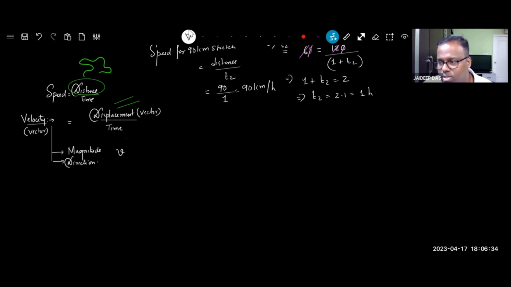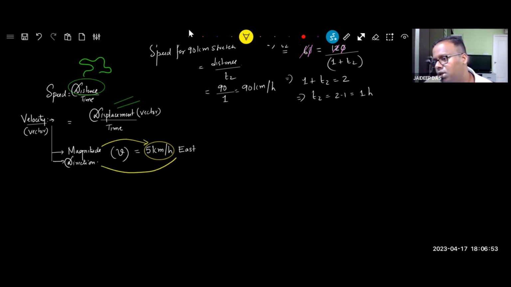So the ideal way to say velocity, which is represented by V, would be, if I say 5 km/h, I should also say east. This part is the magnitude and this part is the direction. Speed did not have this. Will you understand?